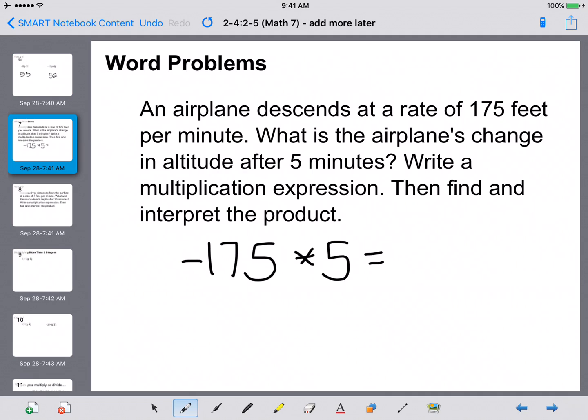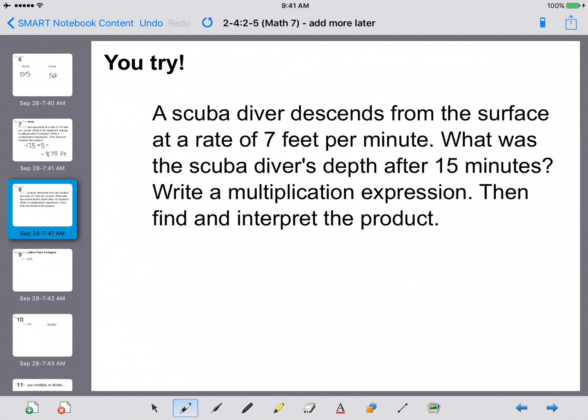We're going to solve it, so negative times a positive is a negative, and 175 times 5 is 875. So it's gone down 875 feet. And that number represents how far the airplane has descended after 5 minutes. So that was me interpreting what our answer was. So you pause here and try, and then check back with me, as always.